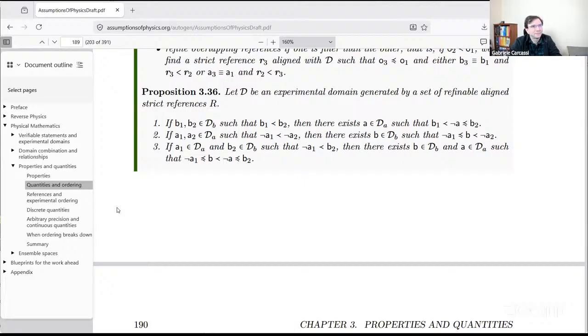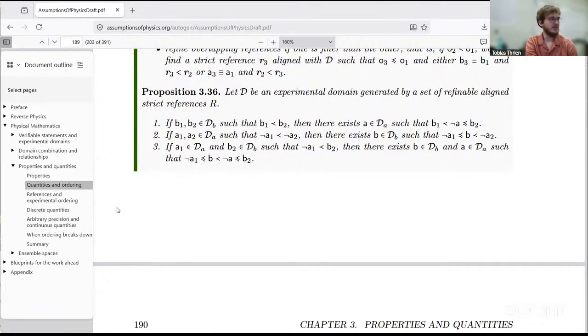If A1, A2 are in D_A such that the negation of A1 is strictly narrower than the negation of A2, then I can put a B in between. I assume that's just the same; you just flip everything.